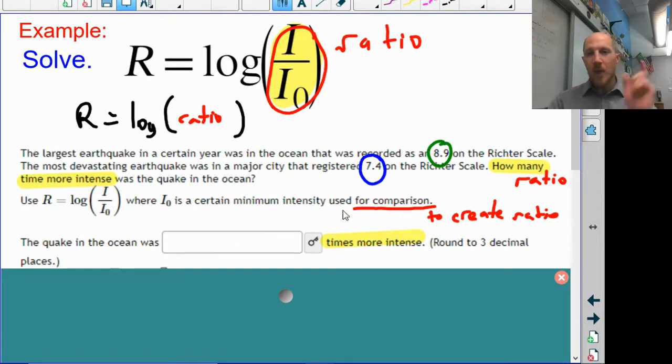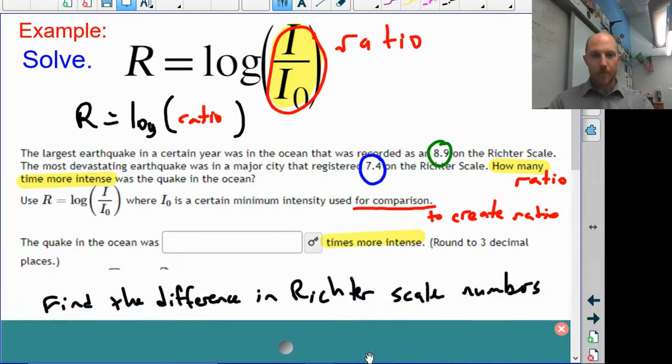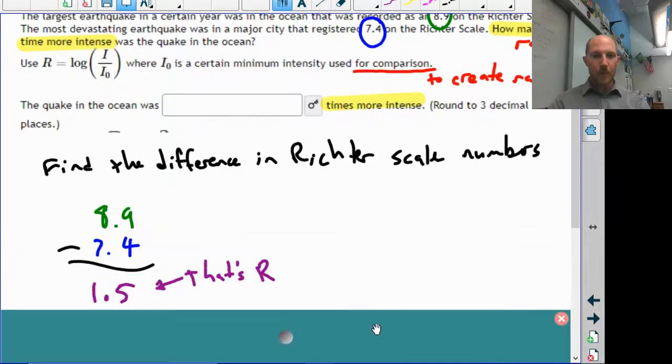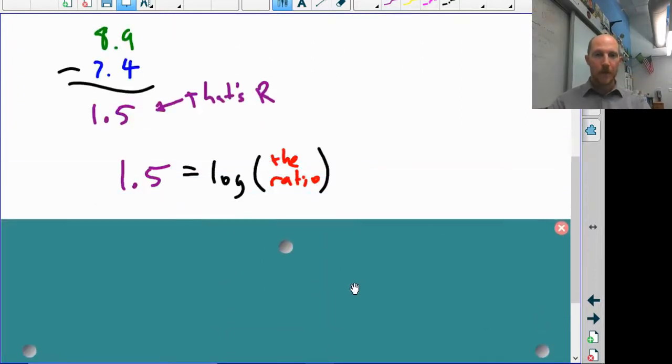All right, here's the deal. Subtract the numbers on the Richter scale. Find the difference in the Richter scale numbers. That is our first step. 8.9 minus 7.4, that's 1.5. That's the number we're going to put into the equation as R. So 1.5 equals the log of this ratio, and we don't need to keep track of I and I sub 0, so I'm just going to call it ratio, right? 1.5 equals log of the ratio, or you can call it X.